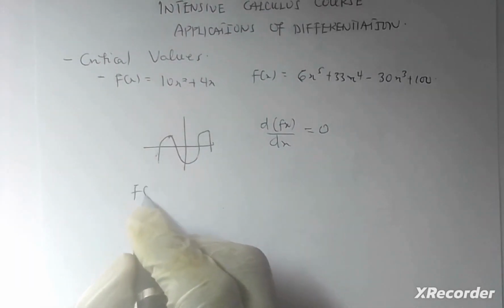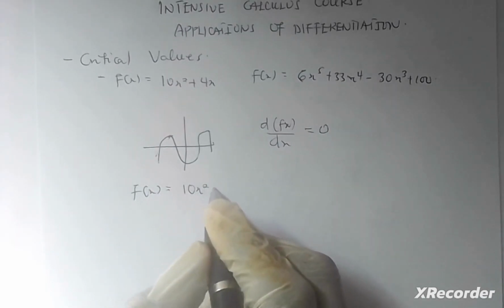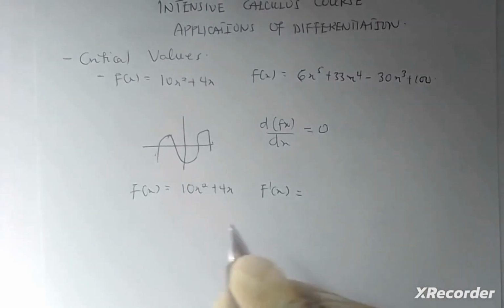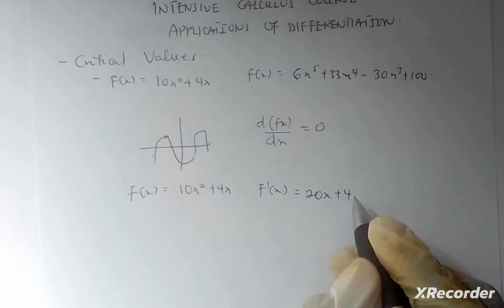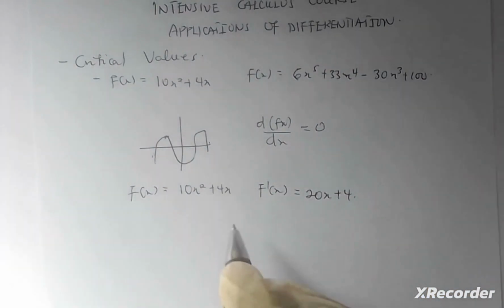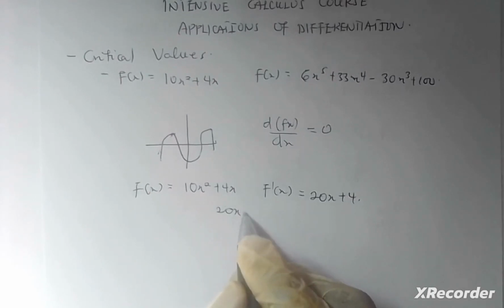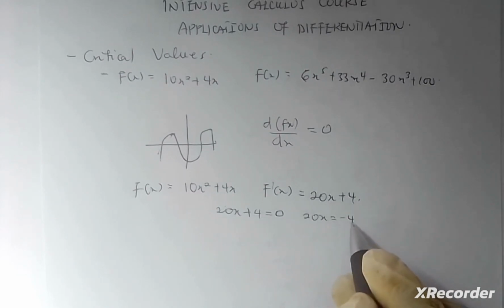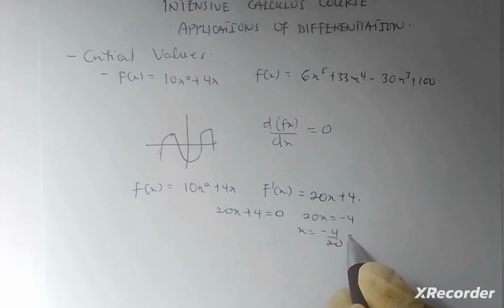First function, I have f(x) = 10x² + 4x. I have this curve. They said I should find a stationary point, where the point is not moving, meaning the gradient is 0. So I'll just find my gradient function, f'(x), which is 20x + 4. Then my stationary point will be the point where this gradient function is equal to 0. So 20x = -4, x = -4/20 = -1/5. So -1/5 is my stationary point, and at this point, the curve is not moving. That is simply how we find critical values.